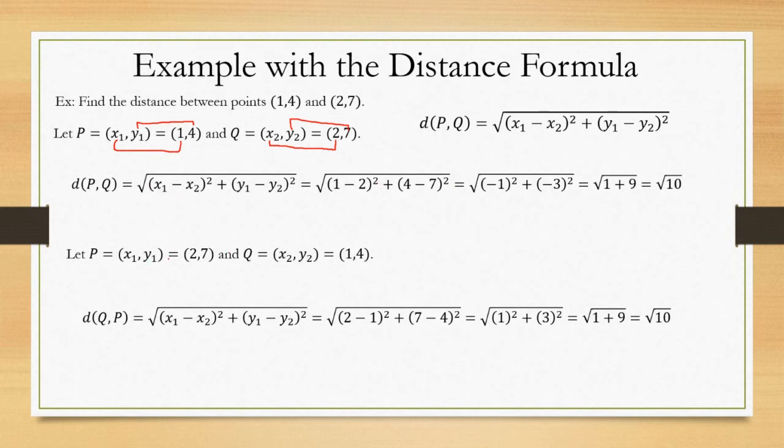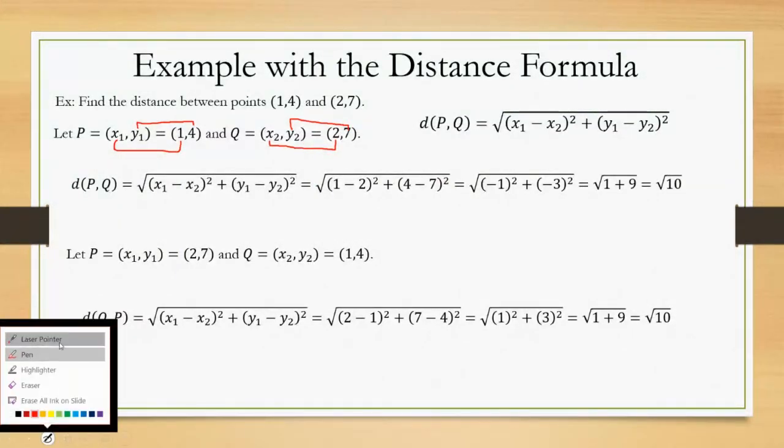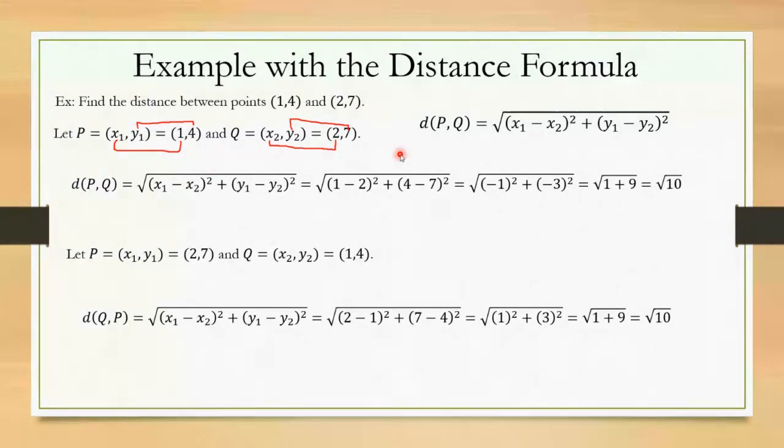Using the formula, we would have 1 minus 2 squared plus 4 minus 7 squared. And doing so, we get the square root of -1 squared plus -3 squared, which is the square root of 1 plus 9, which is the square root of 10.